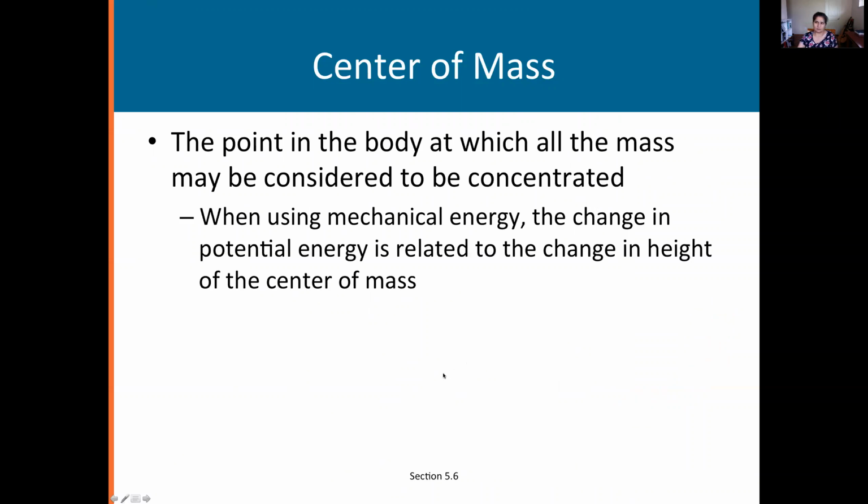We assume that all we need to consider, we can reduce that person down to 1 point, which is the center of mass of that person, okay? So the change in height of that center of mass is what we used. And so we just wanted to highlight what assumptions we have made in this problem.